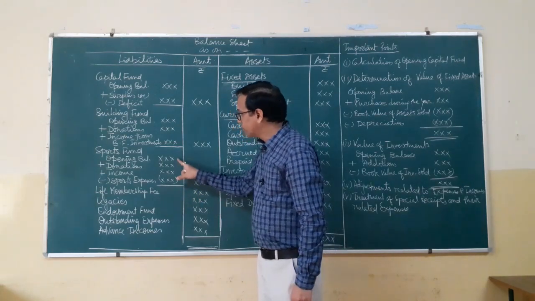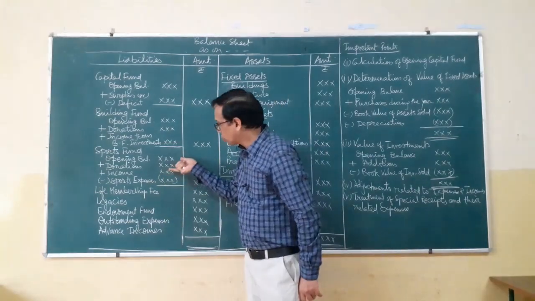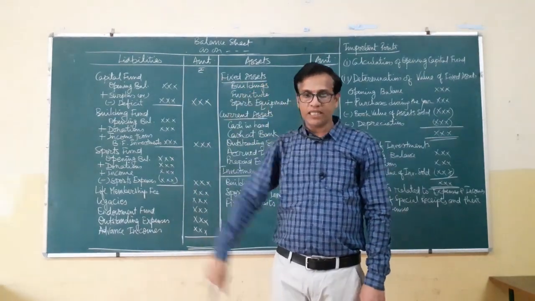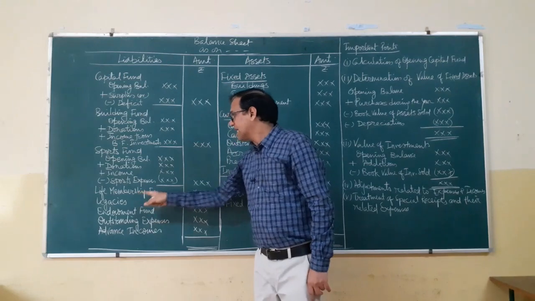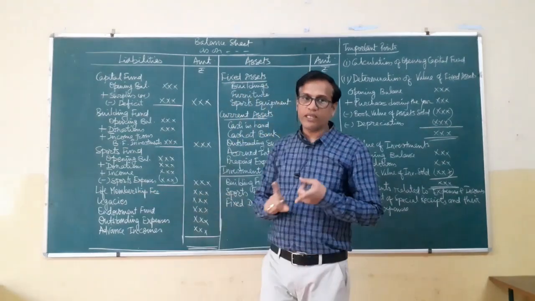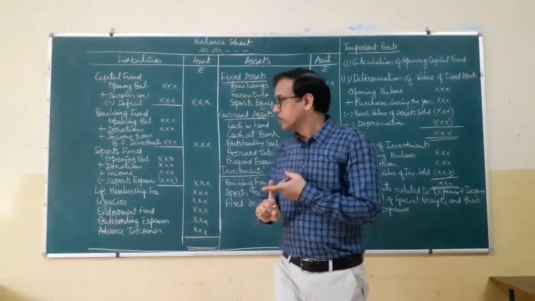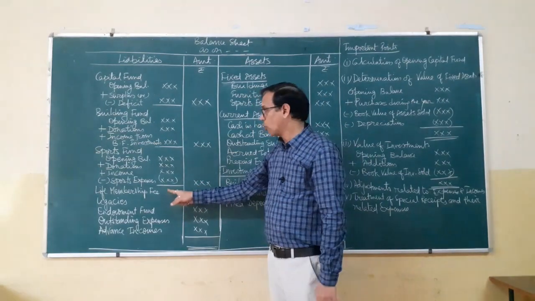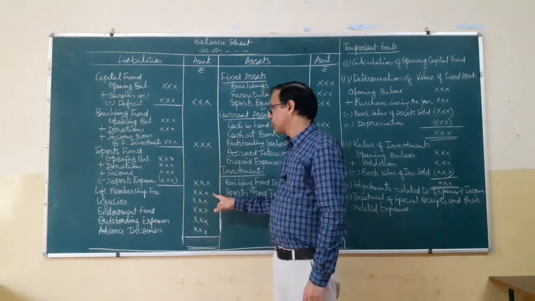Then the difference amount between the three items, that means the total of these three and sports expenses, we will take to the income and expenditure account. Life membership fee: those members who have chosen to become life members pay the amount of their subscription altogether for their whole life. That amount is our liability.